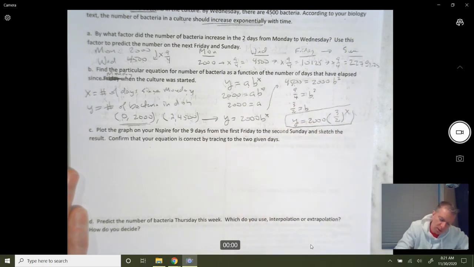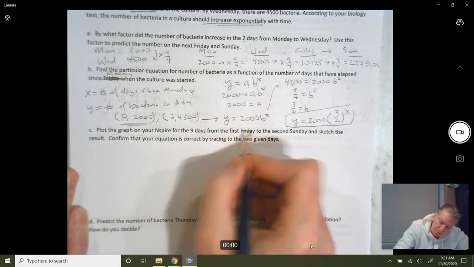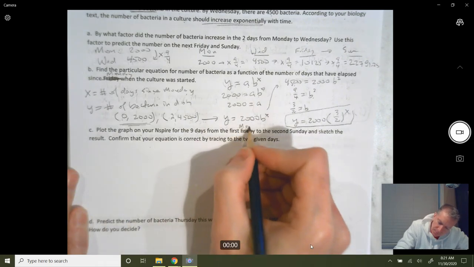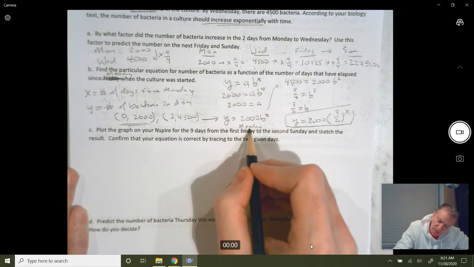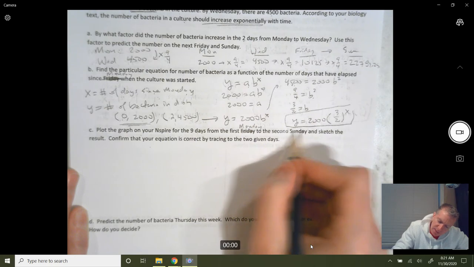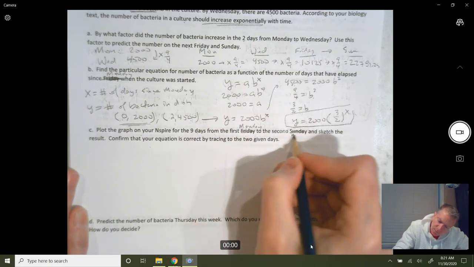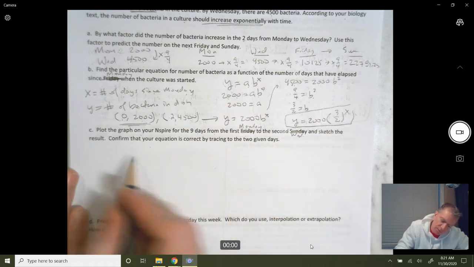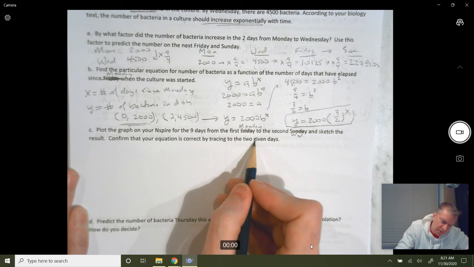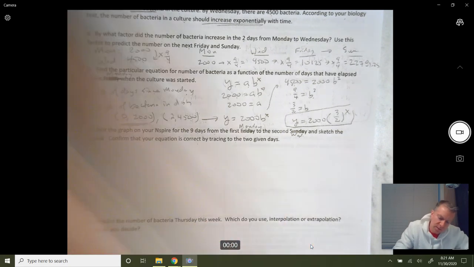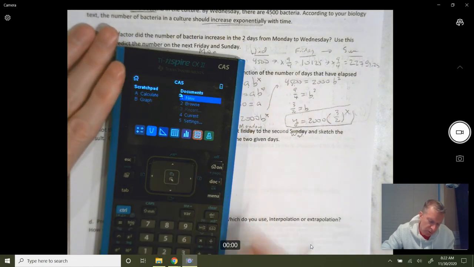Now we're going to graph the first 9 days, from the first, which is going to be Monday, to the second Wednesday, right? 9 days later. Sketch the result, confirming your equation is correct by tracing to the 2 given days. So let's type this in. Let's just make a new graph.